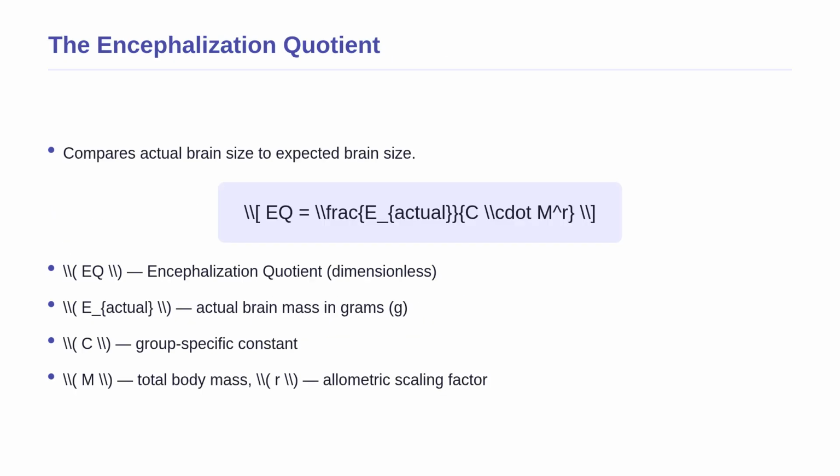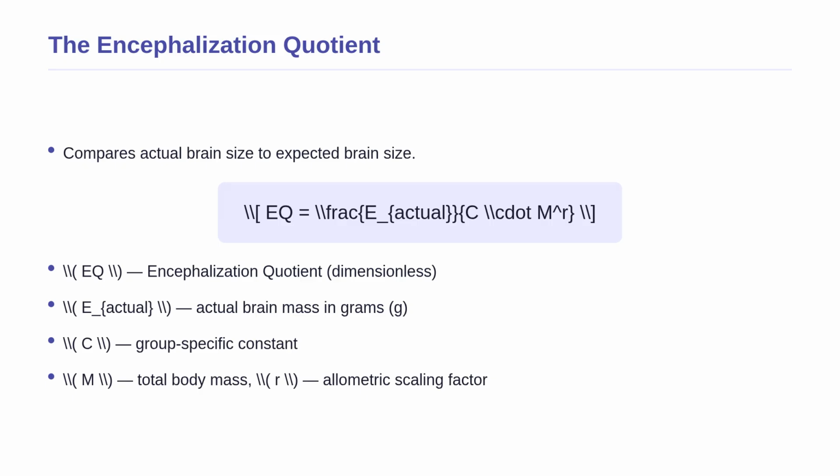Knowing that brain regions change based on needs, how do we actually measure and compare intelligence across species? We cannot just look at absolute brain weight, because a larger animal will naturally have a larger brain. This brings us to a mathematical concept called the encephalization quotient. Conceptually, this formula compares the actual size of an animal's brain to the expected brain size for an animal of its mass. Let us break down the symbols.